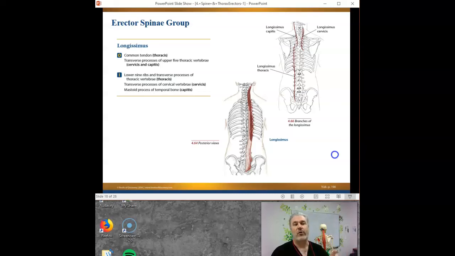But it goes all the way up to the head, and it attaches to something called the mastoid process of the temporal bone. And it's right about here. So, it does this. And it too kind of disappears into the thoracolumbar aponeuroses. We'll explain that in a second. It does this.